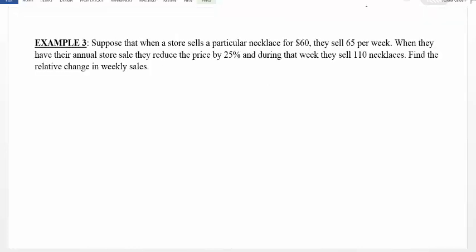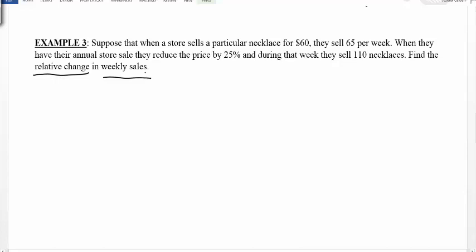Example 3. Suppose that when a store sells a particular necklace for $60, they sell 65 per week. When they have their annual store sale, they reduce the price by 25%, and during that week, they sell 110 necklaces. Find the relative change in weekly sales. Now, this word problem is really interesting because there's a lot of information here, and we need to be really careful about what information we need and what's extraneous information. So let's go back to the question. Find the relative change, that's what we've been looking at, relative change, in weekly sales.